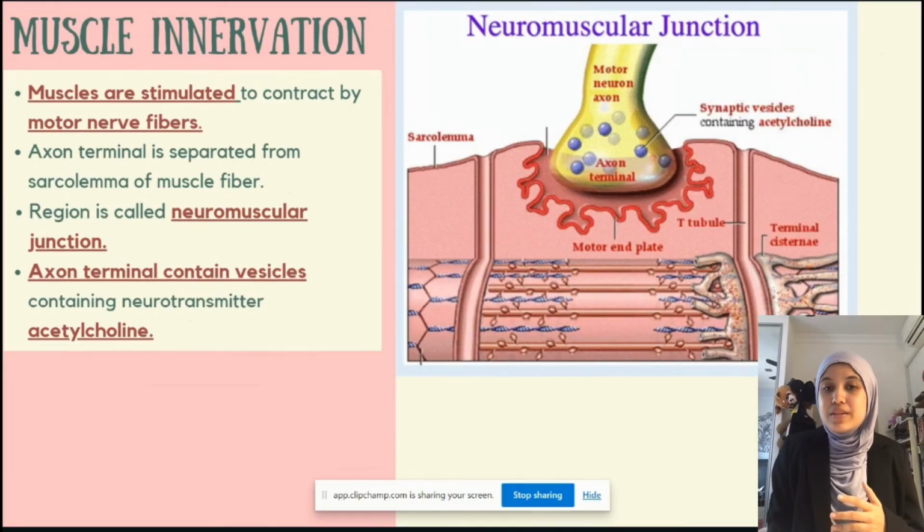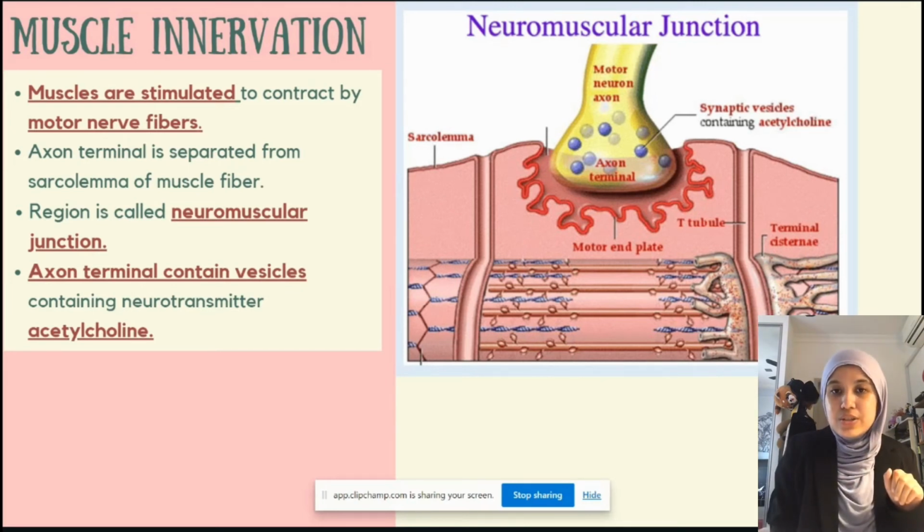Muscles are stimulated by motor nerve fibers. Now, motor nerve fibers have many branches, but they all end in axon terminals. These axon terminals are in close proximity to the sarcolemma of muscle fibers, but they are separated by a synaptic cleft. This region is what we call neuromuscular junction.